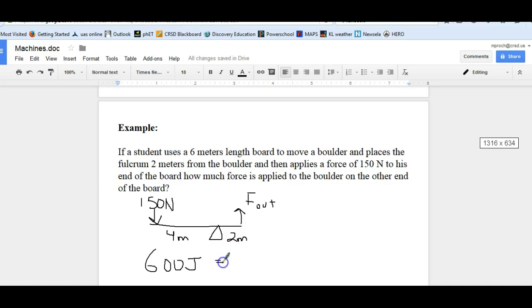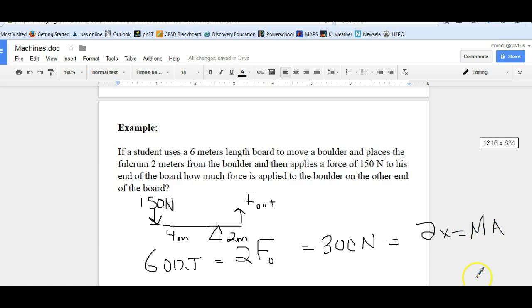Okay, so this has to equal the work out. So we know we have the distance of 2, and if we times that by the force out, these are equal to each other, 600. So really if we take 600 divided by 2, we get 300 joules, or I'm sorry, 300 newtons. That's how much force we get out. So if we put 150, we place this fulcrum here, we get twice as much, so 2 times. And that's the mechanical advantage, a mechanical advantage of 2, twice as much.